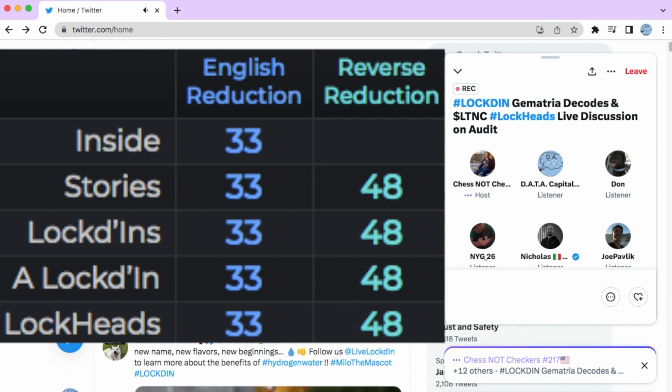A singular locked in also equals 33 in reduction. Remember, stories equals 33 in reduction. This is a huge storyline. And when I talked about the name LockHeads as our community name, lo and behold, that also equals 33 in English reduction. To sum all that up, when I talked about reduction being the inside cipher, when you're looking at the core of something, inside equals 33 in reduction. So those are some of the base ones for 33.